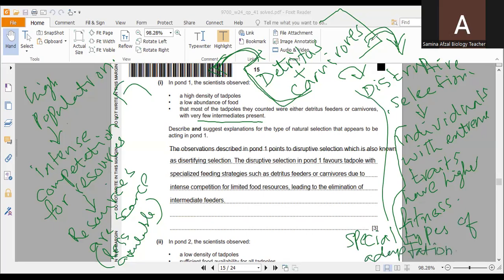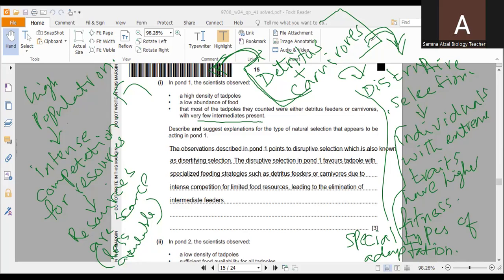And when natural selection takes place, only those organisms survive which have adapted according to the changed environment. The other organisms which are unable to adapt themselves according to the change in environment, they are not fit in that environment. So nature selects only the best fit organisms. Here in this case, the detritus feeders and the carnivores will be the best fit for the environment. So this type of natural selection is called disruptive natural selection.